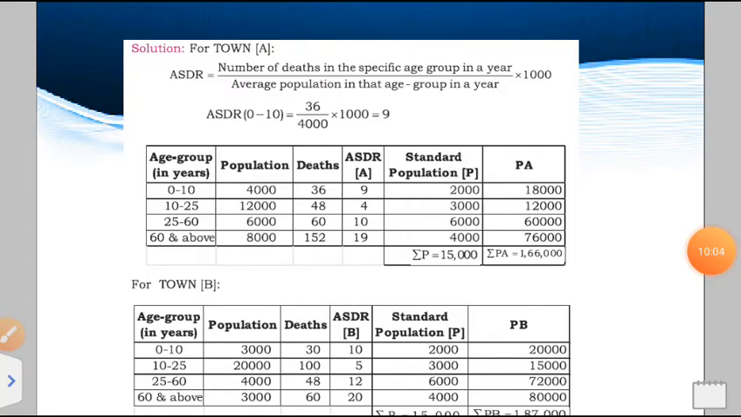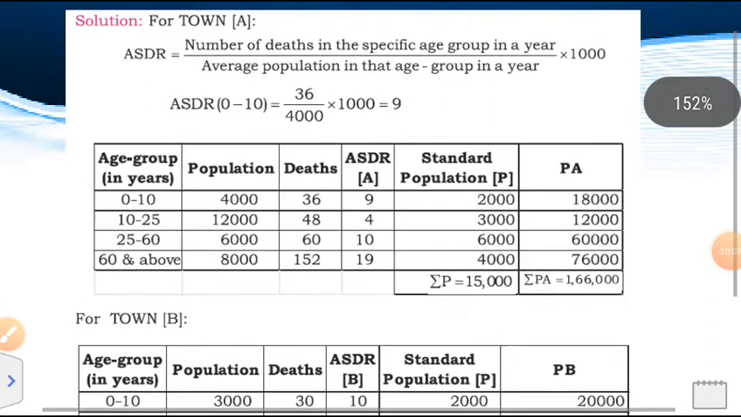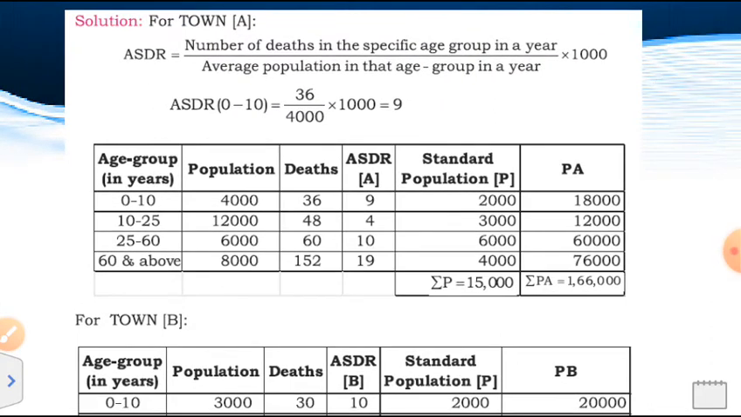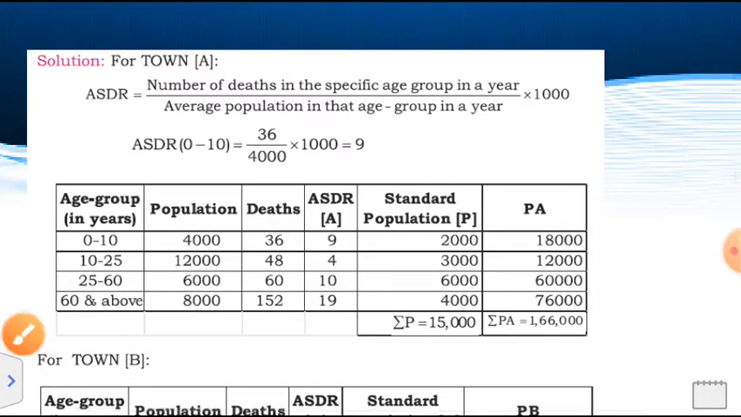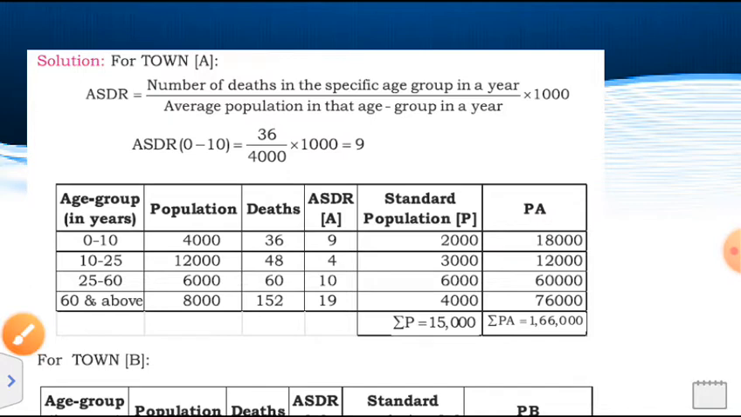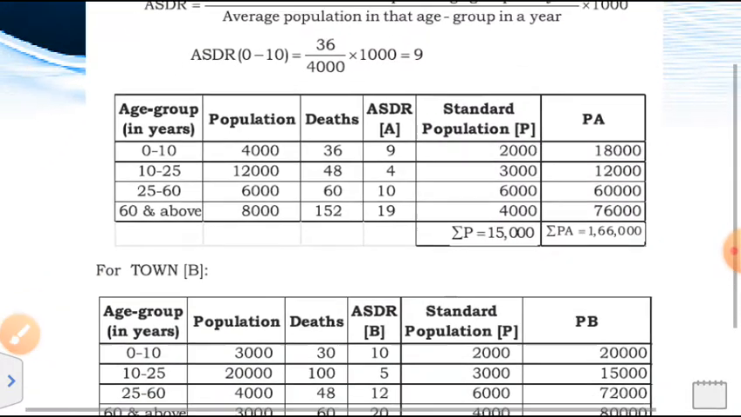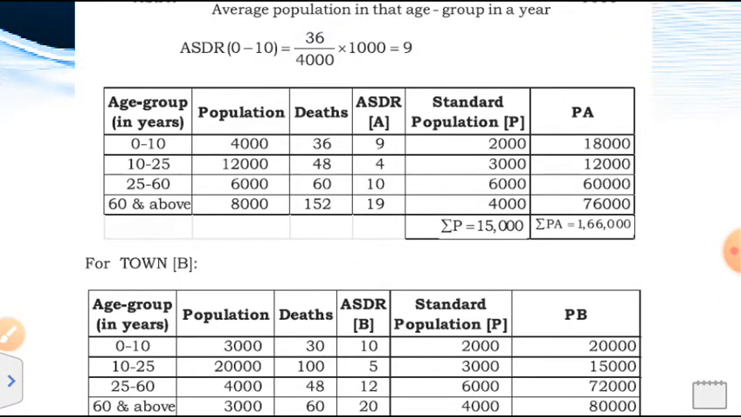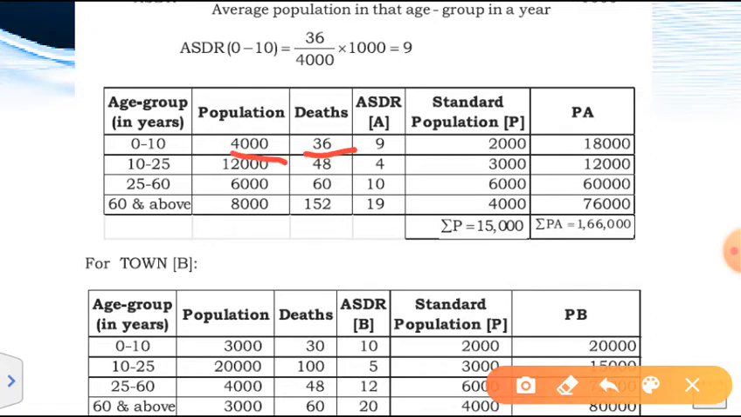Let us start solving it. For town A, we are going to calculate the age specific death rate, which is calculated as deaths by the total population into 1000. So the first step is to calculate the ASDR for the first population. Here we have calculated 36 by 4000 into 1000, which gives me 9. Similarly we have 48 by 12,000 into 1000, which gives me 4.